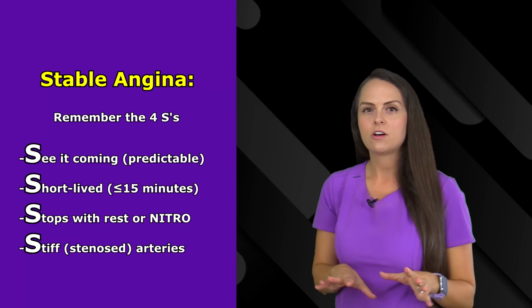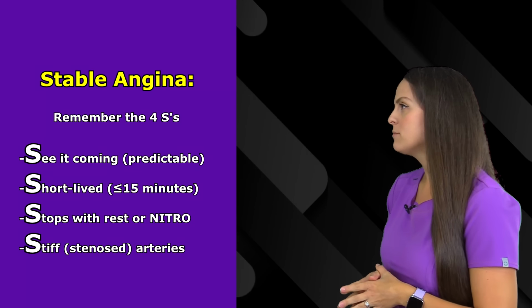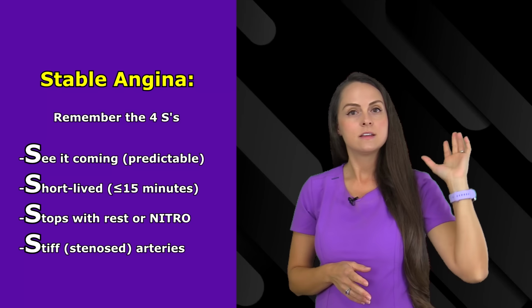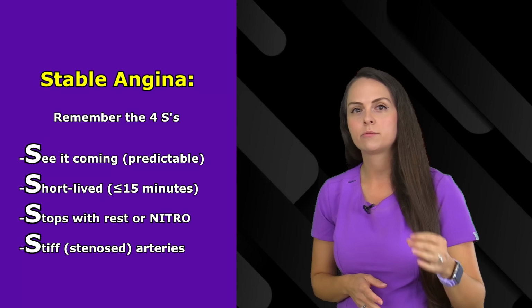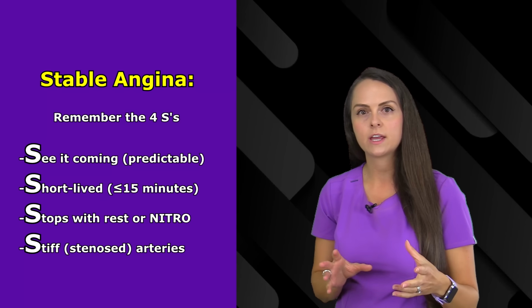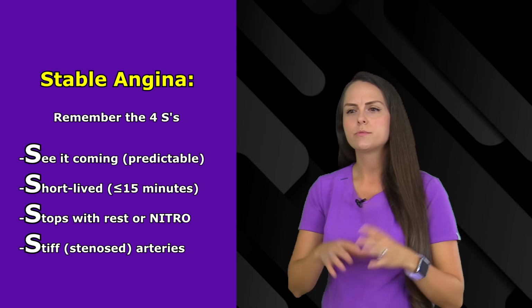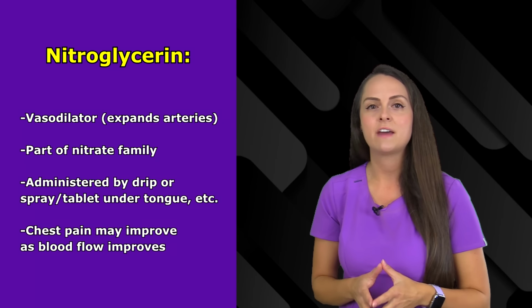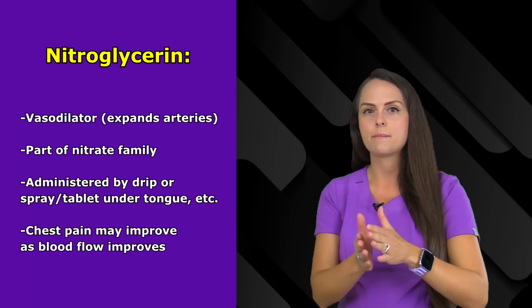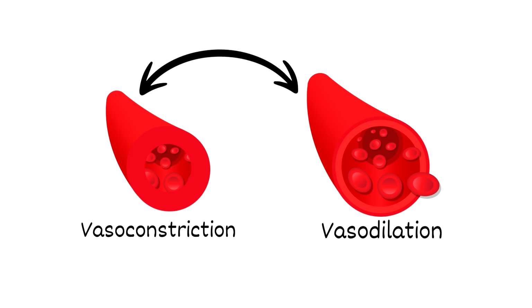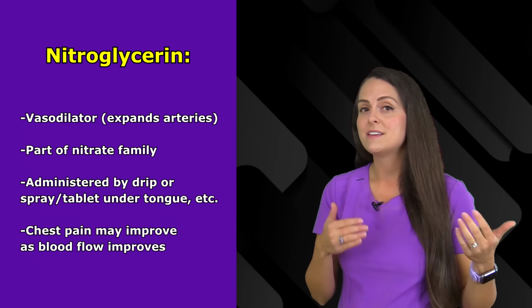Now, for a moment, let's talk about nitroglycerin, because that was one of our S's. We know that with stable angina, nitroglycerin can relieve it. So there are some things you want to educate your patient about, plus you want to be familiar with whenever you're working in the hospital. So what in the world is nitroglycerin? Well, it is a vasodilator, meaning it opens up our vessels, which is definitely what we want when we have limited blood flow going to our heart. And this medication is part of the nitrate family.